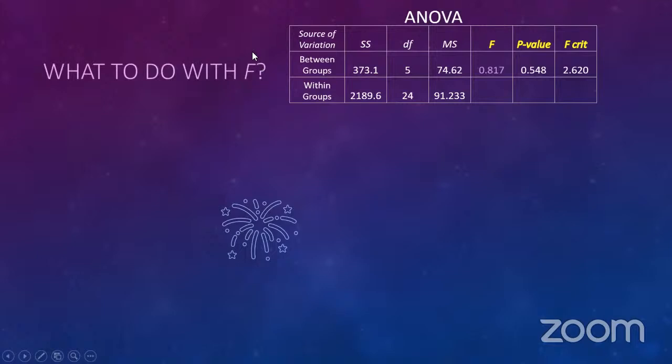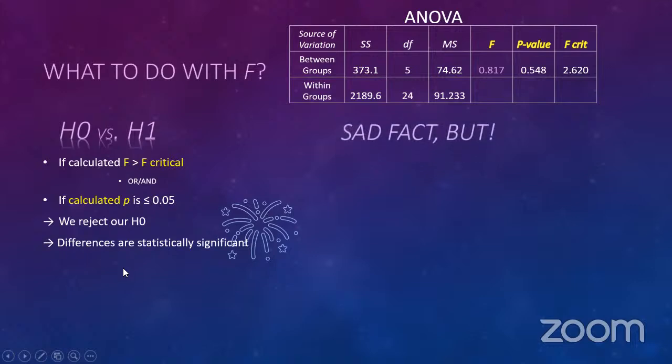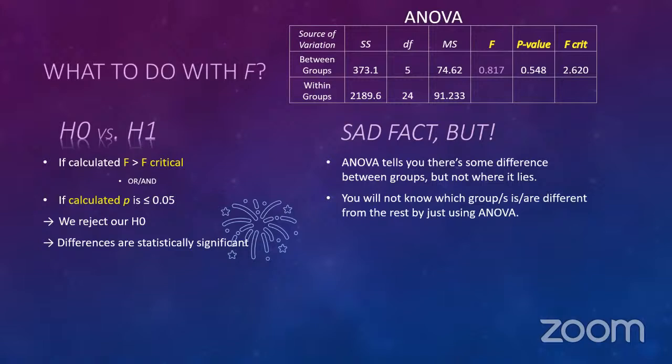So what after we get our value? What after we get our F critical, like I've just said? Either our F is larger than our F critical, and similarly, at the same time, our calculated P should be smaller than or equal to 0.05, and here we can safely reject our null hypothesis and say that the differences are statistically significant. So there is a sad fact about ANOVA, a backlash of this test, is that ANOVA will tell us there's some difference between the groups, but will never tell us which groups are different.